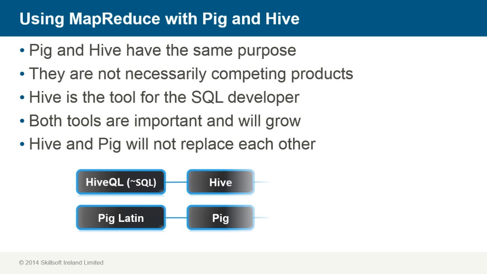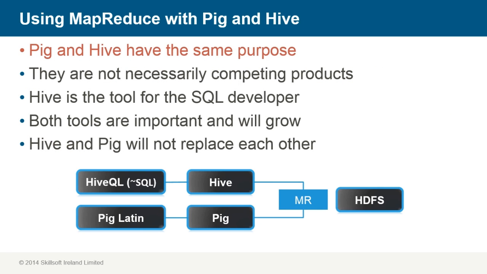Although Pig and Hive have the same purpose, it is important to point out that they're not necessarily competing products. Hive is the tool for the SQL developer and the developer who likes more SQL interfaces. Developers who like more molecular control and don't mind or even prefer to write programs tend to gravitate towards Pig. There is a consensus in the Hadoop community that both tools are important and will grow and will not replace each other.